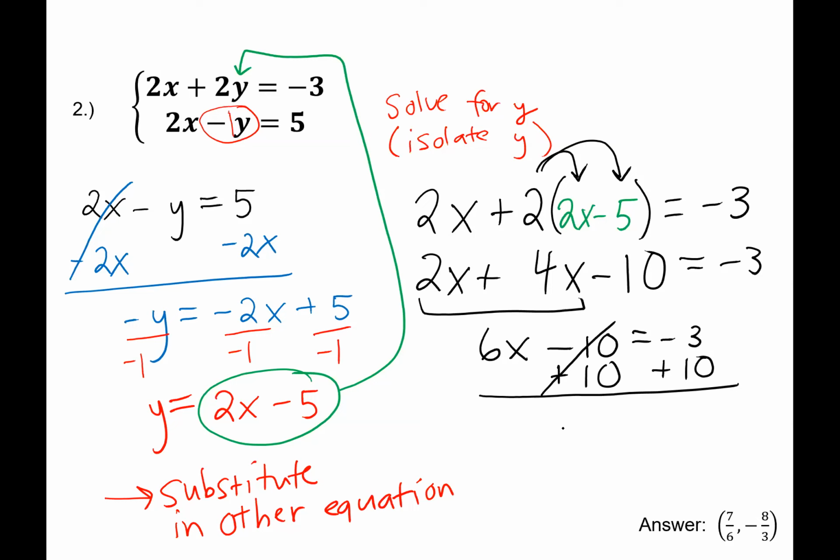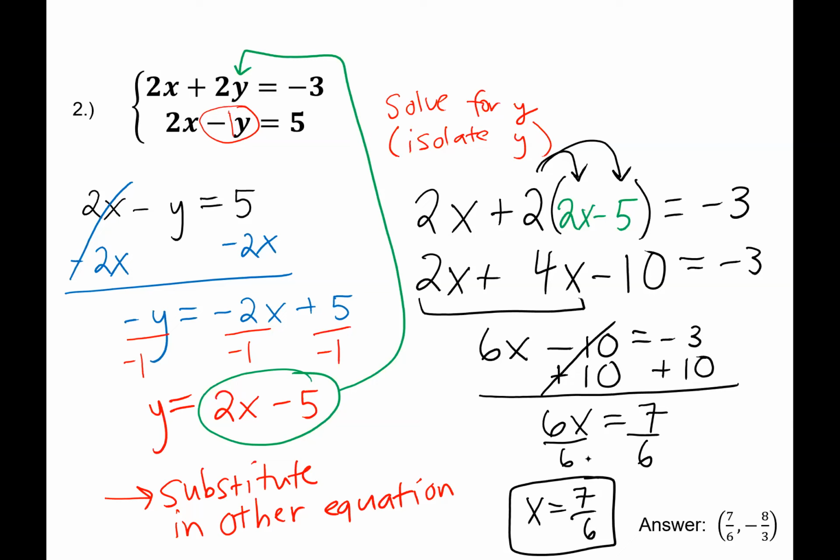We're now at the next step, 6x equals, and then on the other side, -3 plus 10 becomes 7. Divide both sides by 6. So we get x equals 7/6. Yes, fractions are fine. Reduce if possible. 7/6 can't be reduced. Please don't change it to a mixed number. That's just creating extra work for yourself.